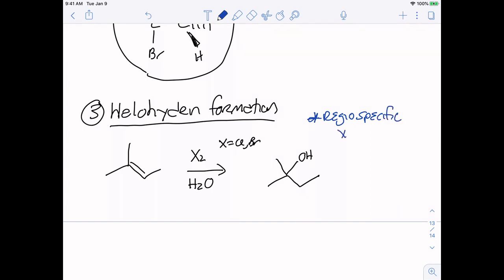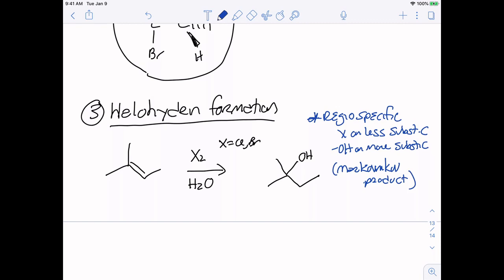So halogen on less substituted carbon, hydroxyl group on more substituted carbon. We could say it follows Markovnikov's rule. Sometimes we'll call it the Markovnikov product. It doesn't really go through a carbocation intermediate, but the transition state would resemble one, if you want to think about it that way. If not, this part here will help you.